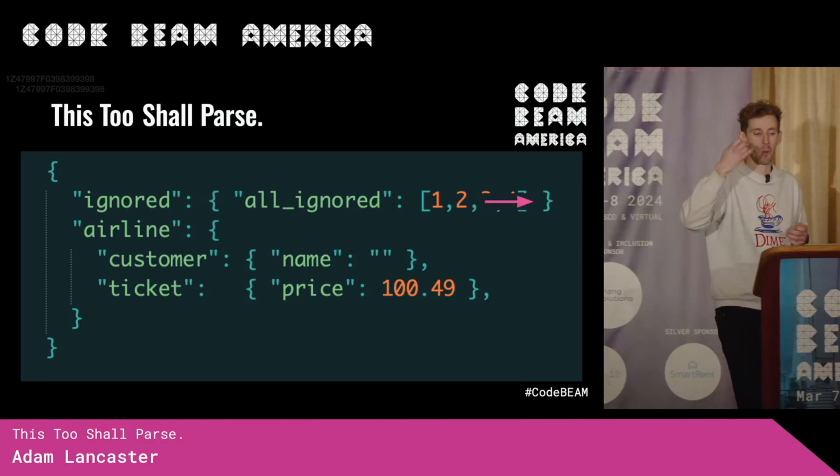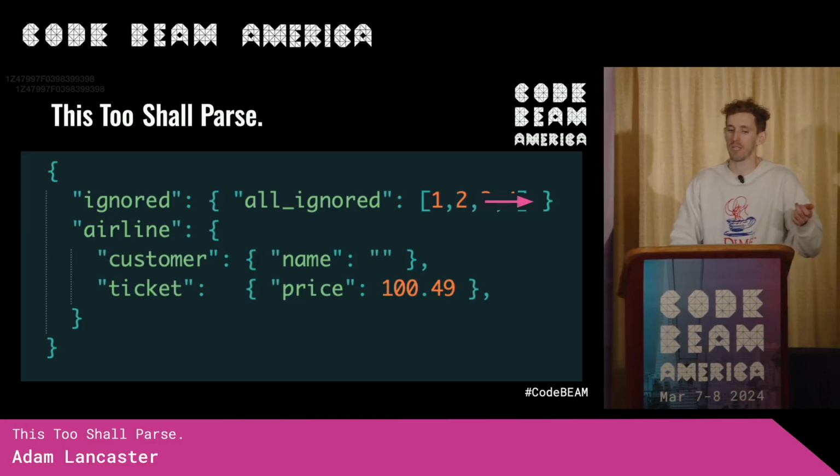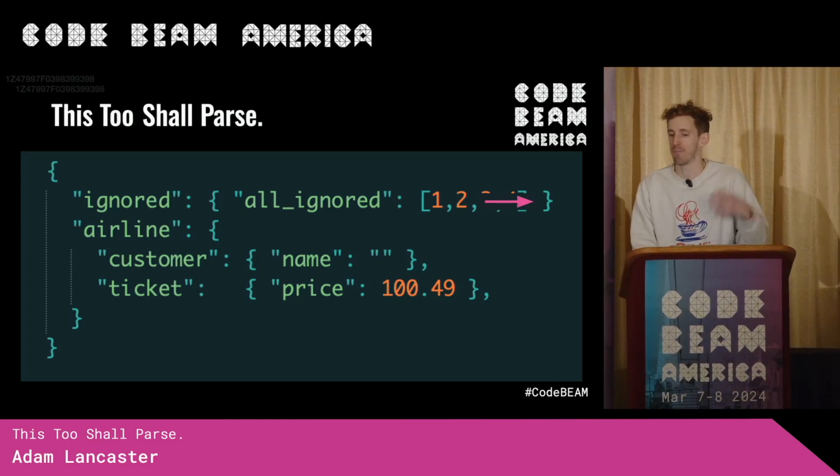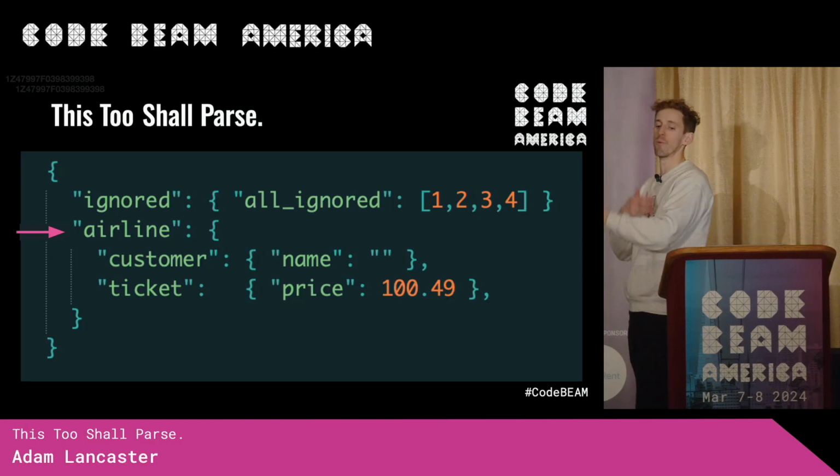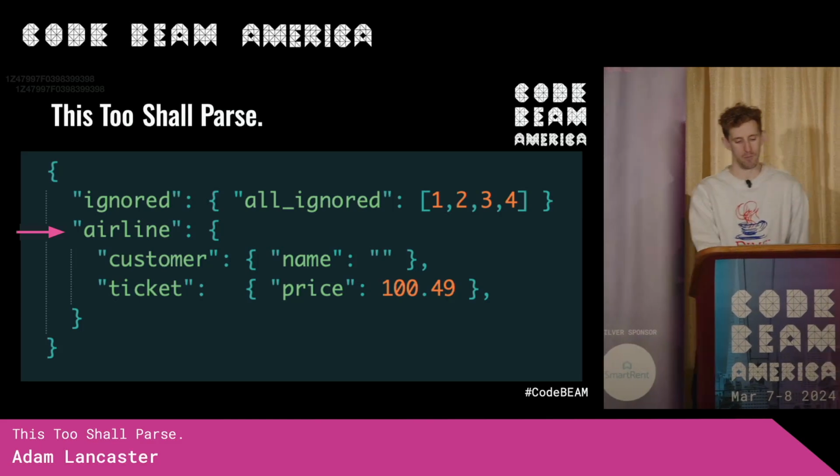At that point, we can stop skipping and say, right, now we can check our schema again, because it might be something that we care about. So we get airline, that is something that's in our schema, then we want to start building the DOM for that element, right?